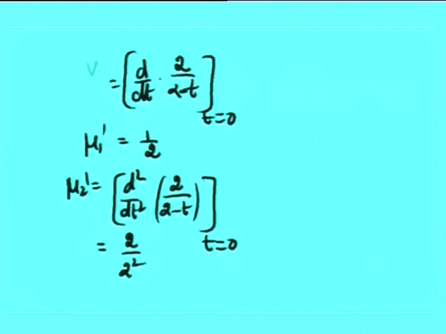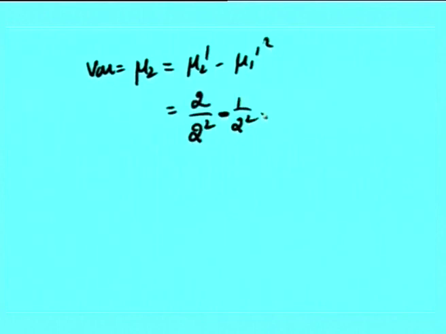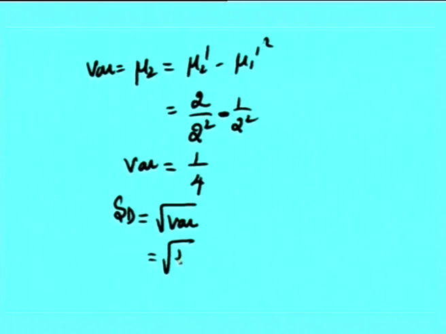Okay. So, variance mu 2 is mu 2 dash minus mu 1 dash square. I shall have it as 2 by 2 square minus 1 by 2 square, which is equal to 1 by 4. This is the variance. Then what is your standard deviation? Standard deviation is root of variance, which is equal to root of 1 by 4 equal to 1 by 2. This is the standard deviation. Hence, we have found the standard deviation when its MGF is given.